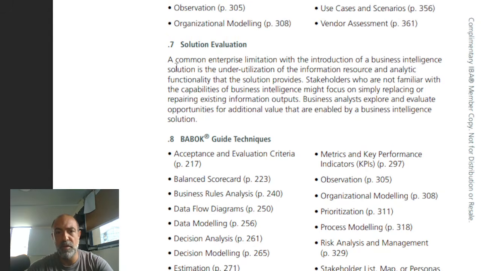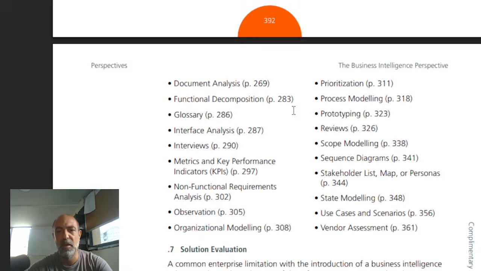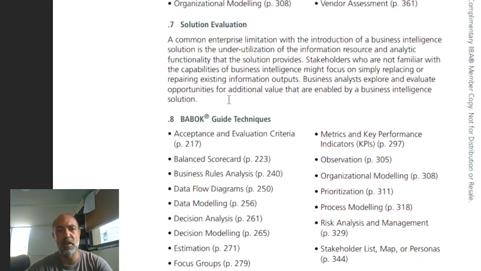So when you're evaluating a solution, it's about underutilization of the information resource and analytic functionality that the solution provides. Stakeholders who are not familiar with the capabilities of business intelligence might focus on simply replacing or repairing existing information outputs. It's just saying here, in solution evaluation, you can fix something about the solution or you can replace it, and everything in between.